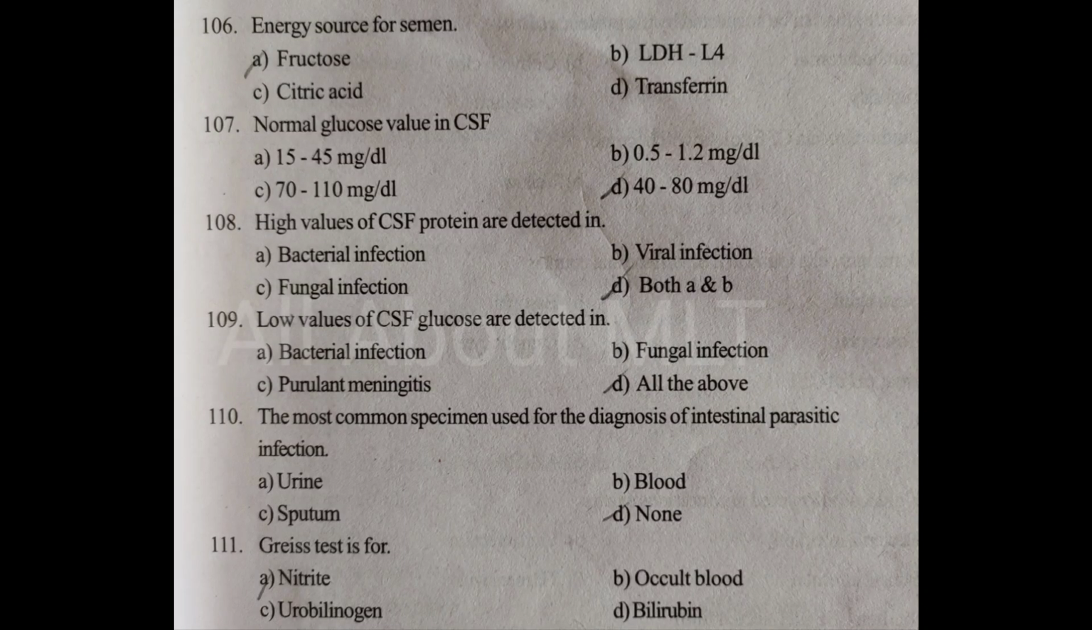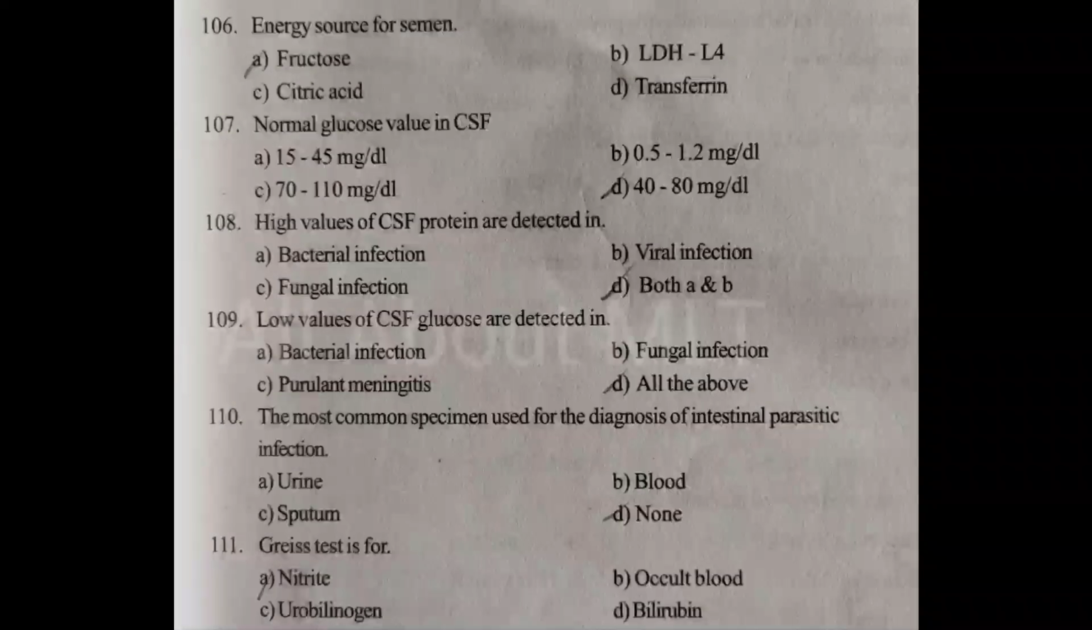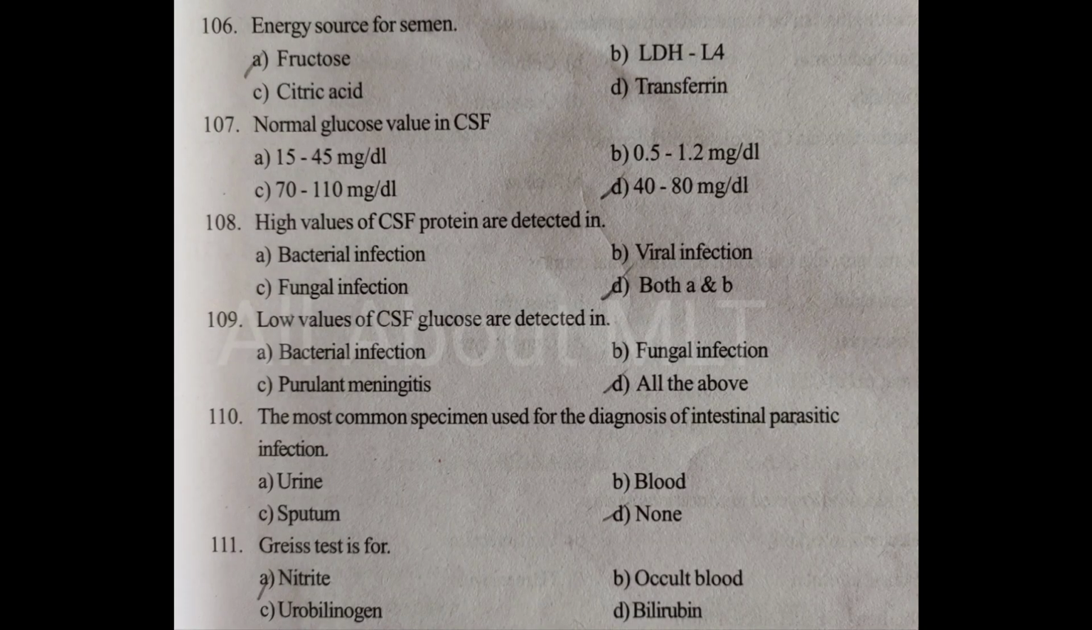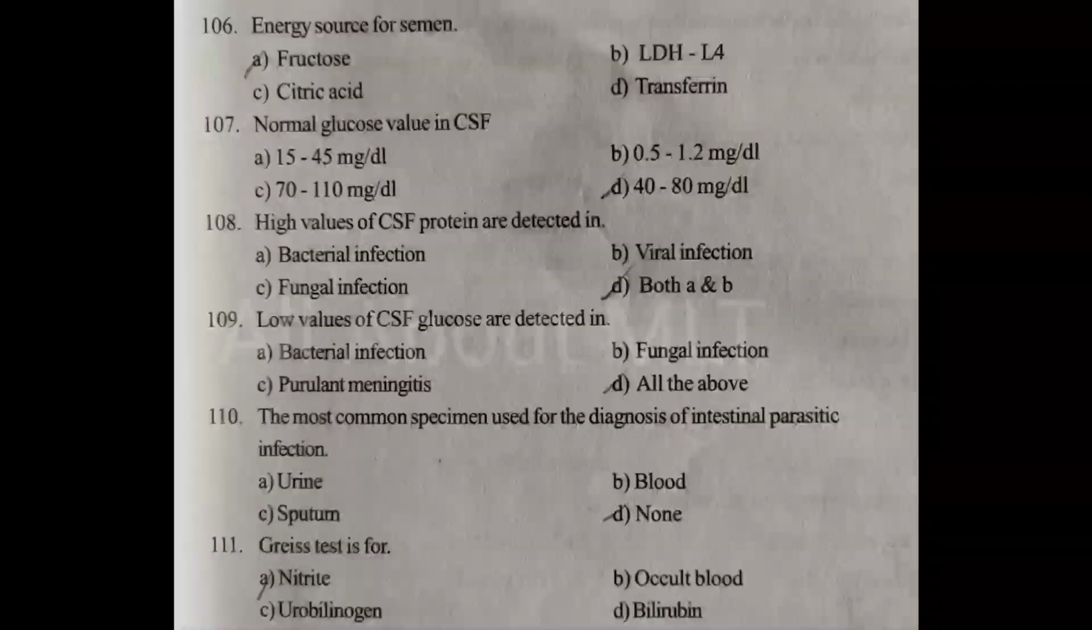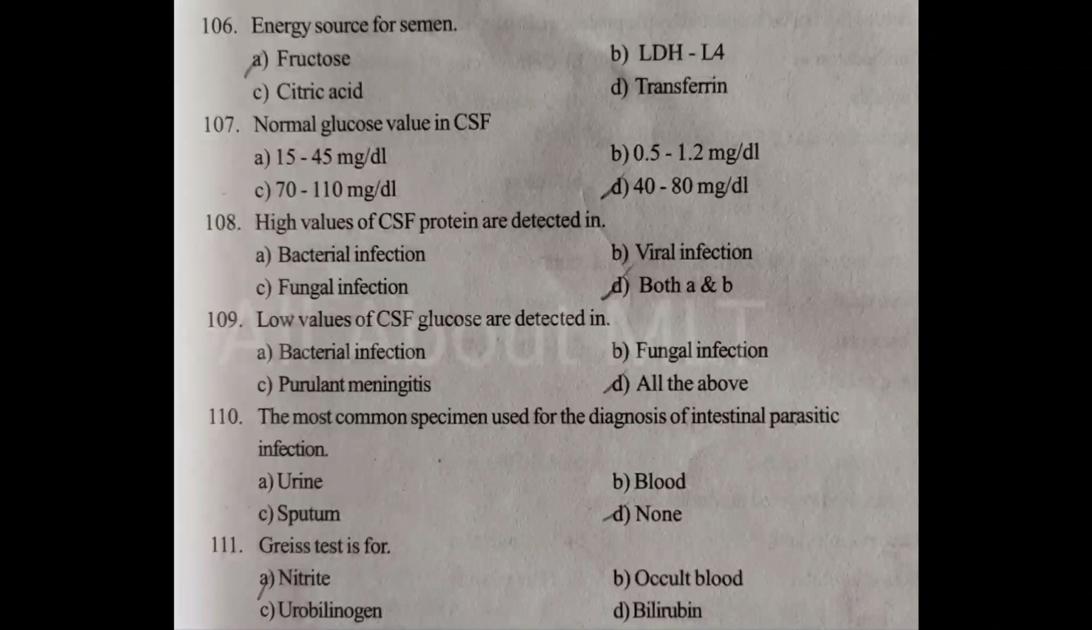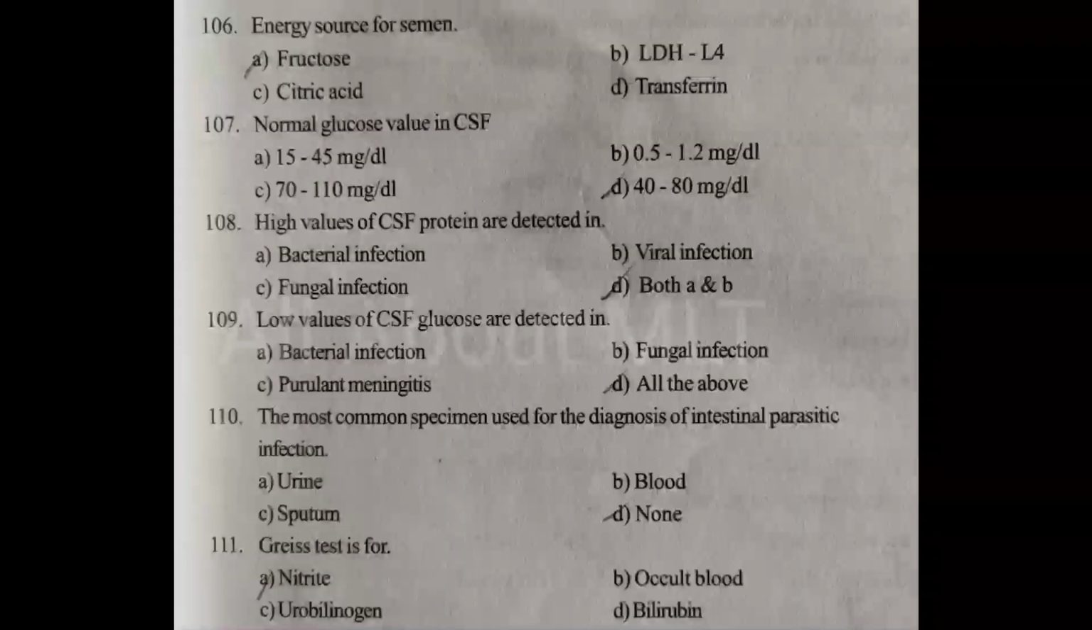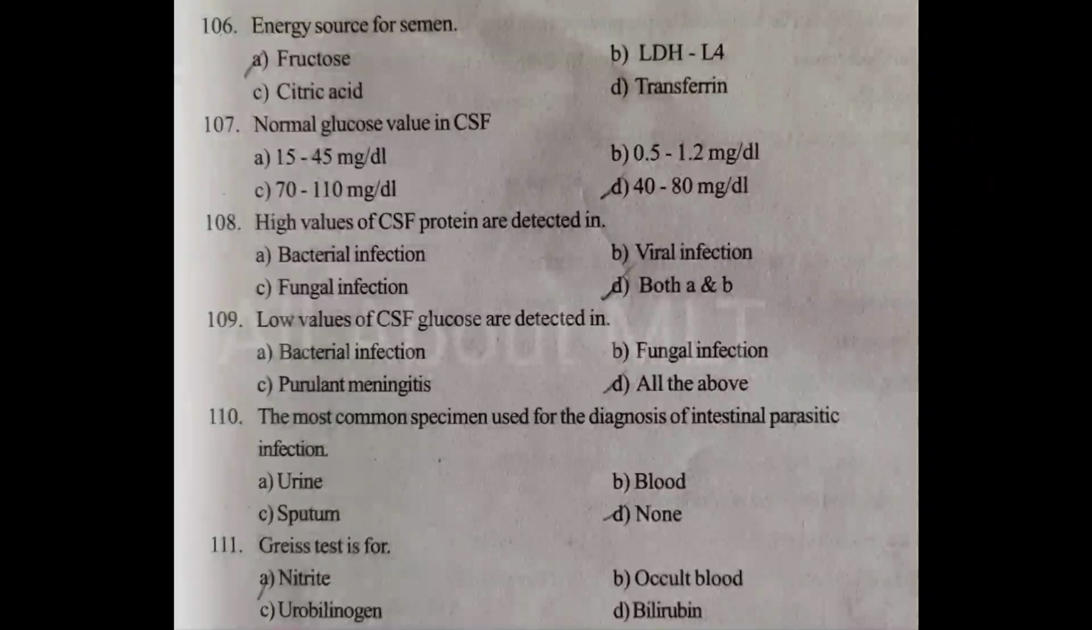Energy source for semen. Option A fructose, option B LDH L4, option C citric acid, option D transferrin. And the answer is option A fructose. Normal glucose value in CSF. Option A 15 to 45 mg per dL, option B 0.5 to 1.2 mg per dL, option C 70 to 110 mg per dL, option D 40 to 80 mg per dL. And the answer is option D 40 to 80 mg per dL.